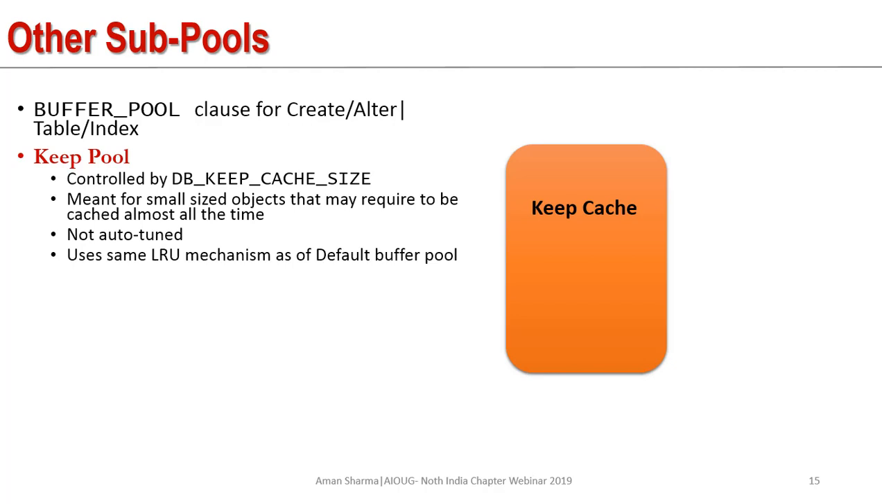It is not a part of the auto-tuning mechanism, which means the buffer cache is not really going to be tuned by auto-tuning parameters like SGA target or memory target and so forth. It is basically going to be keeping your buffers for a longer duration, or you can say for almost all the time.